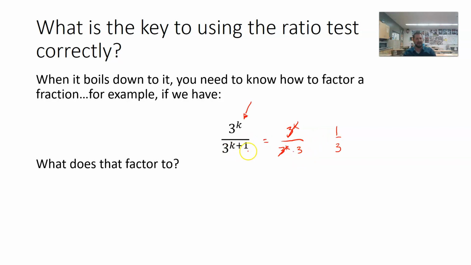Understanding rules of exponents that you learned forever ago, and how, when I've got 3 to the K plus 1, really all we've got is 3 to the K and 3 to the first, and when we multiply those together, we add their exponents. This is a very, very, very important idea, because you're going to be doing a ton of this when we use the ratio test. Let me show you what I mean.